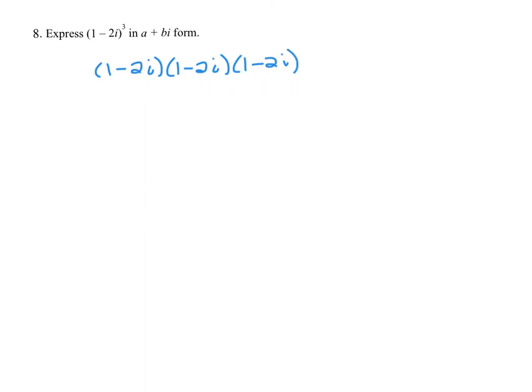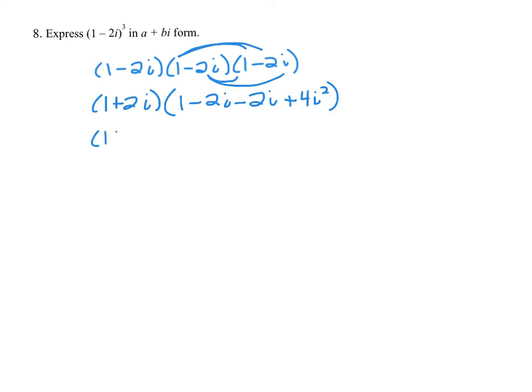I'm just going to keep bringing this down for right now. So I'll bring down the first parenthesis. And then when I double distribute the next pair of parentheses, I get, well, 1 times 1 is 1. 1 times negative 2i would be negative 2i. Negative 2i times 1 is negative 2i. And negative 2i times negative 2i would be, well, a negative times a negative is a positive. 2 times 2 is 4. And i times i is i squared.